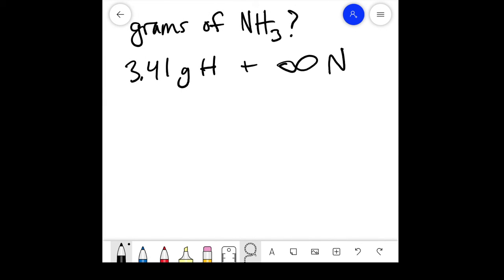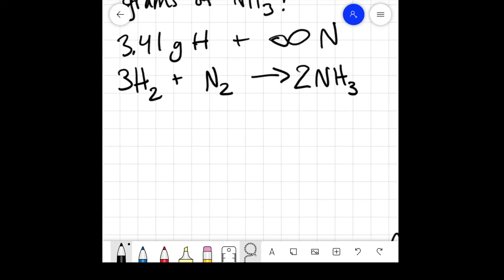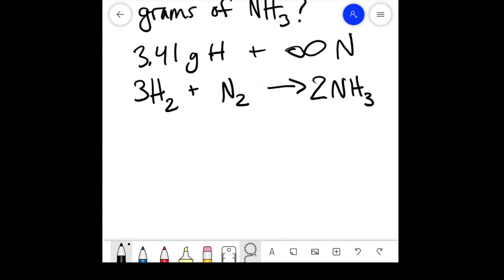If you remember how to set up synthesis equations, you put your two standalone elements on the left as the reactants, and then what you produced on the right. Remember, hydrogen and nitrogen are both Ringelhaus, and then of course you need to balance this out, so we need 3 hydrogens and then 2 over here. So now we have it balanced. Now we're trying to find how many grams of this when we have 3.41 grams of hydrogen.